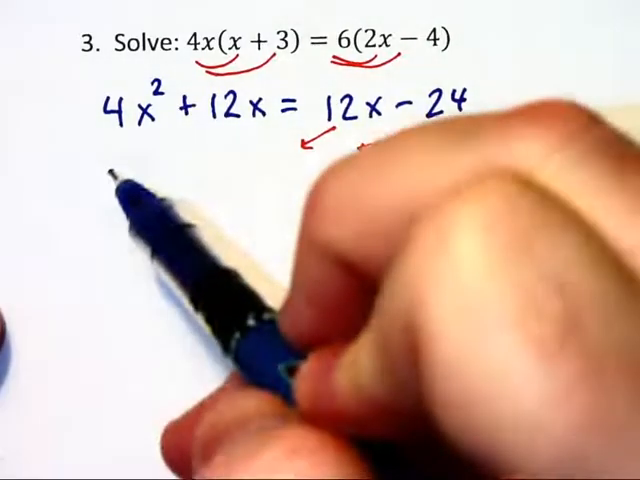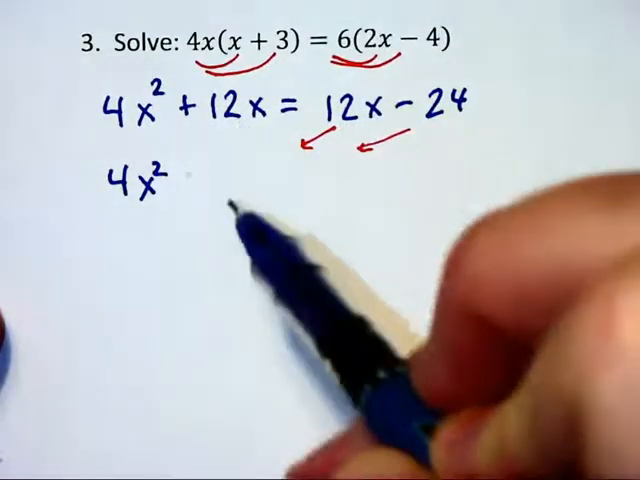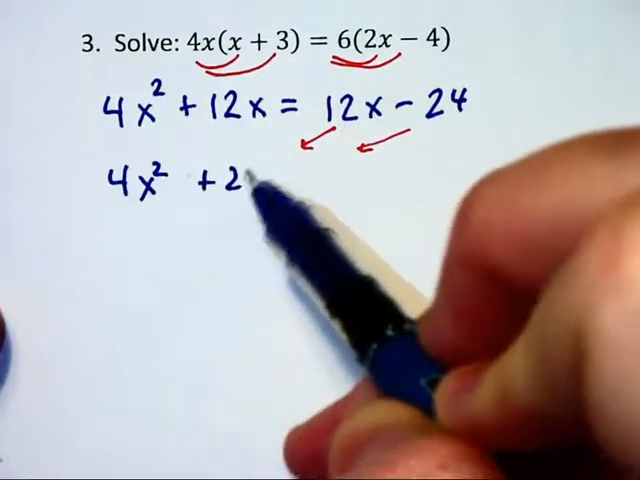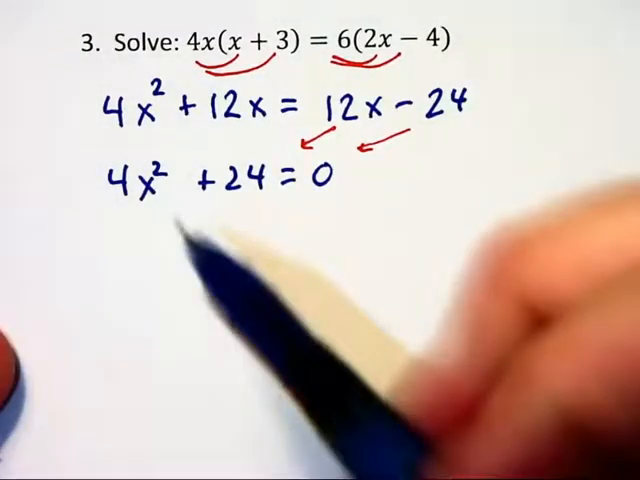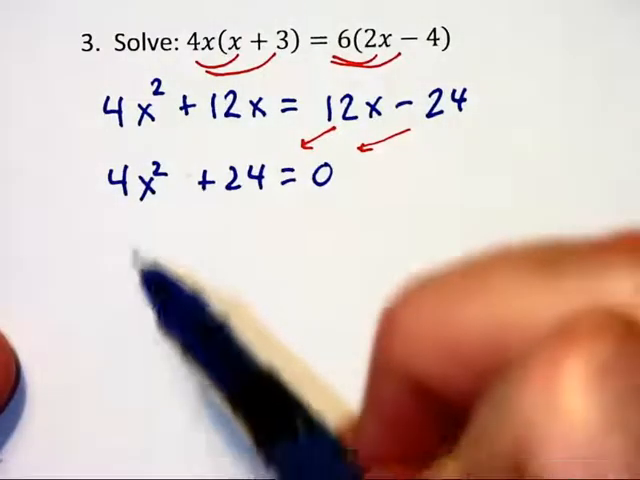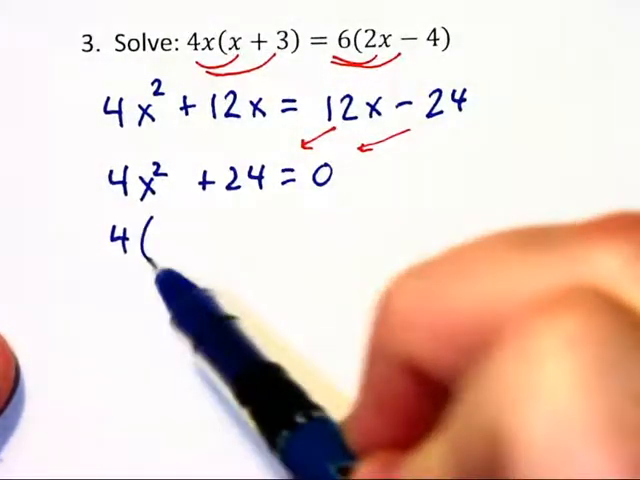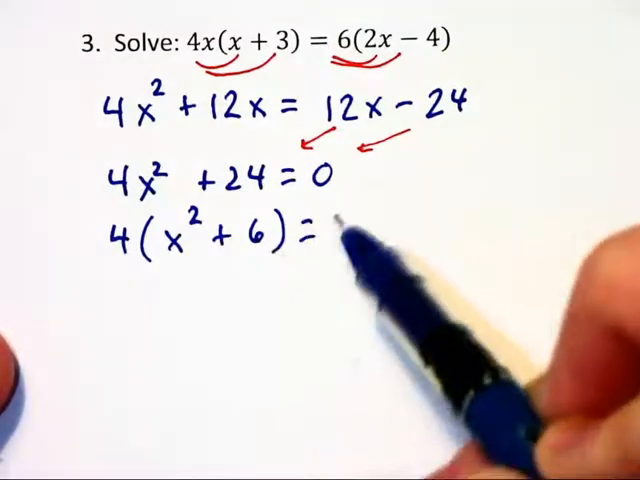And we need to set this equal to 0 before we can determine what method we want to use. So we will have 4x squared. After we subtract this 12x off, it's gone. We'll have plus 24 equals 0. Now we have a choice here. I can either bring the 24 to the right and square root each side, or I can factor, which I want to do, and have x squared plus 6 equals 0.